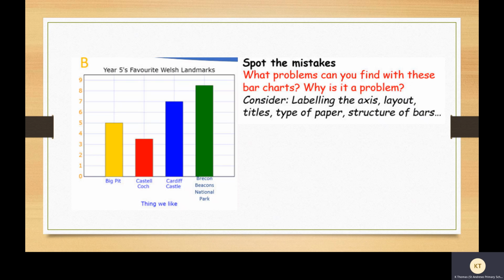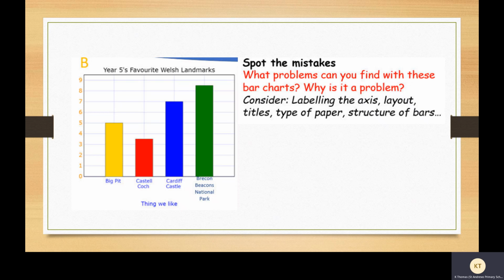Look at the structure of the bars. Are they put in the correct place? If they are, okay. If they're not, why not? Again, look at the type of paper. Have they used the right type of paper? Do they need to use a different type of paper? Does it matter? And for us, we need you to record this in Seesaw.